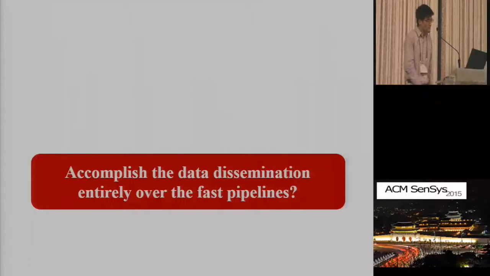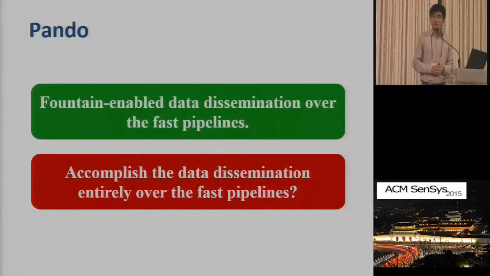Now, we want to ask a question. Can we do it better? Can we accomplish the data dissemination process entirely over the fast pipeline? To answer this question, we propose Panda. It provides fountain-enabled data dissemination over the fast pipeline.